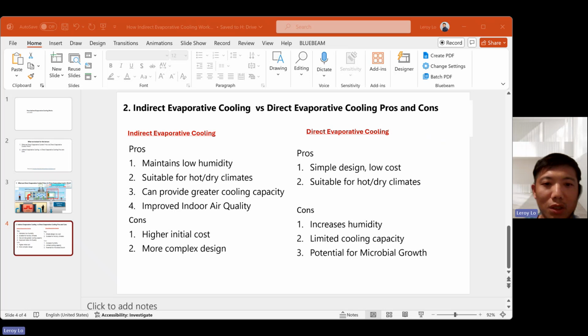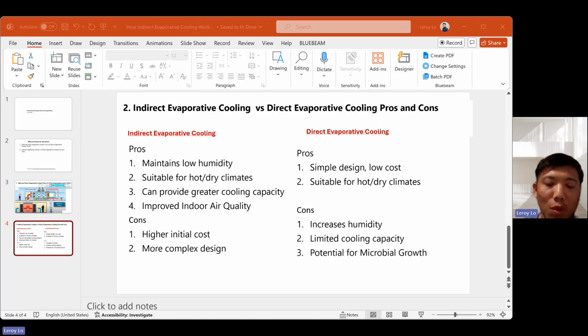And then the cons. It increases the humidity. The direct type adds moisture to the air, which can lead to increased humidity levels. This can be a concern or risk in areas that already have high humidity, as it can make the indoor environment feel more uncomfortable for personnel. And limited cooling capacity: the direct evaporative cooling system has a limited cooling capacity, which may not be suitable for larger spaces or areas with higher cooling demand.